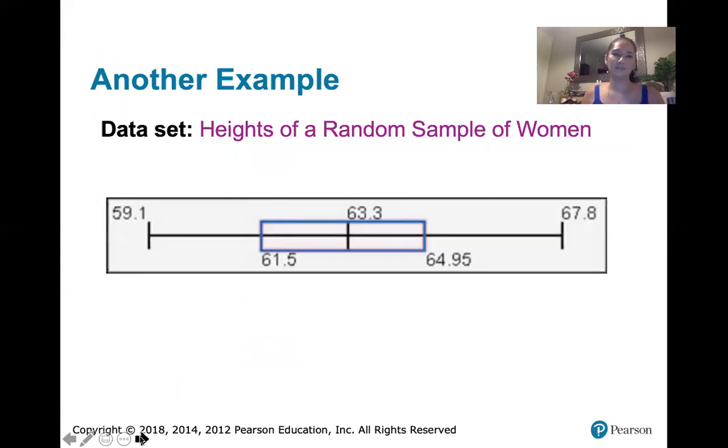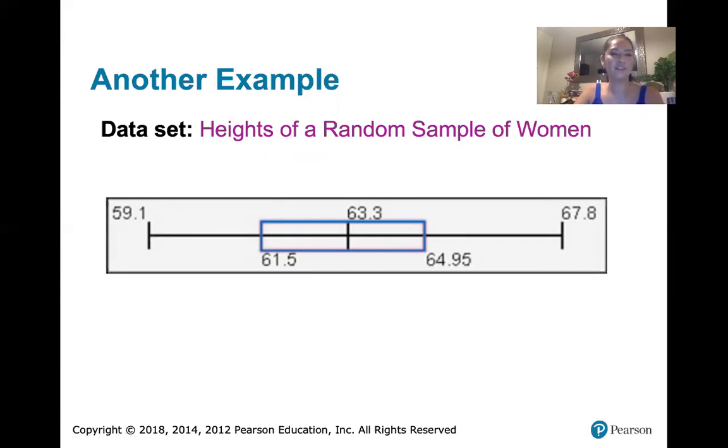Here's another one. We've got heights of a random sample of women. It looks like from the box plot, we can see the minimum value in the data set is 59.1. The first quartile is at 61.5. The second quartile, that splits the top half from the bottom half of the data, is at 63.3. The 75th quartile is 64.95. I bet these are in inches. And then the maximum height in our sample was 67.8 inches.